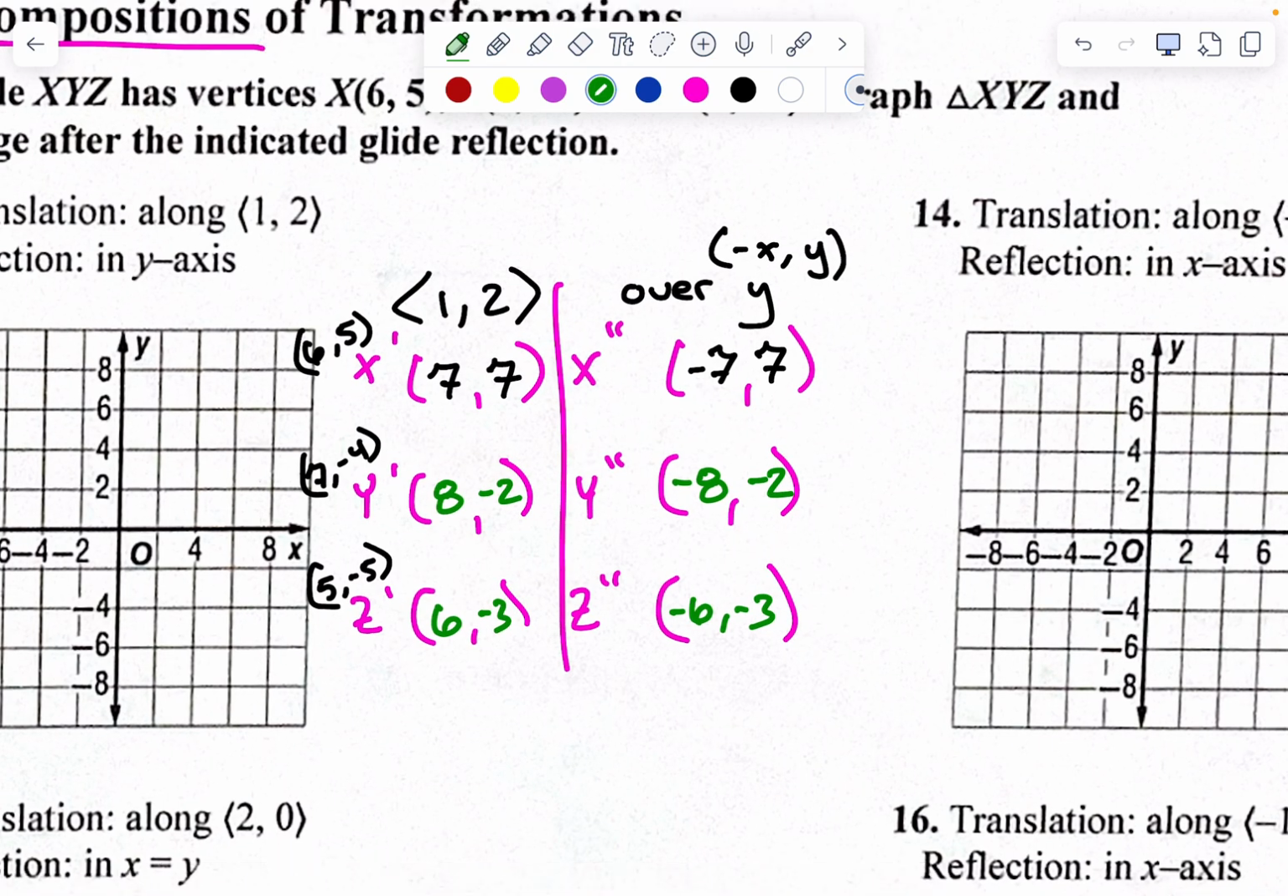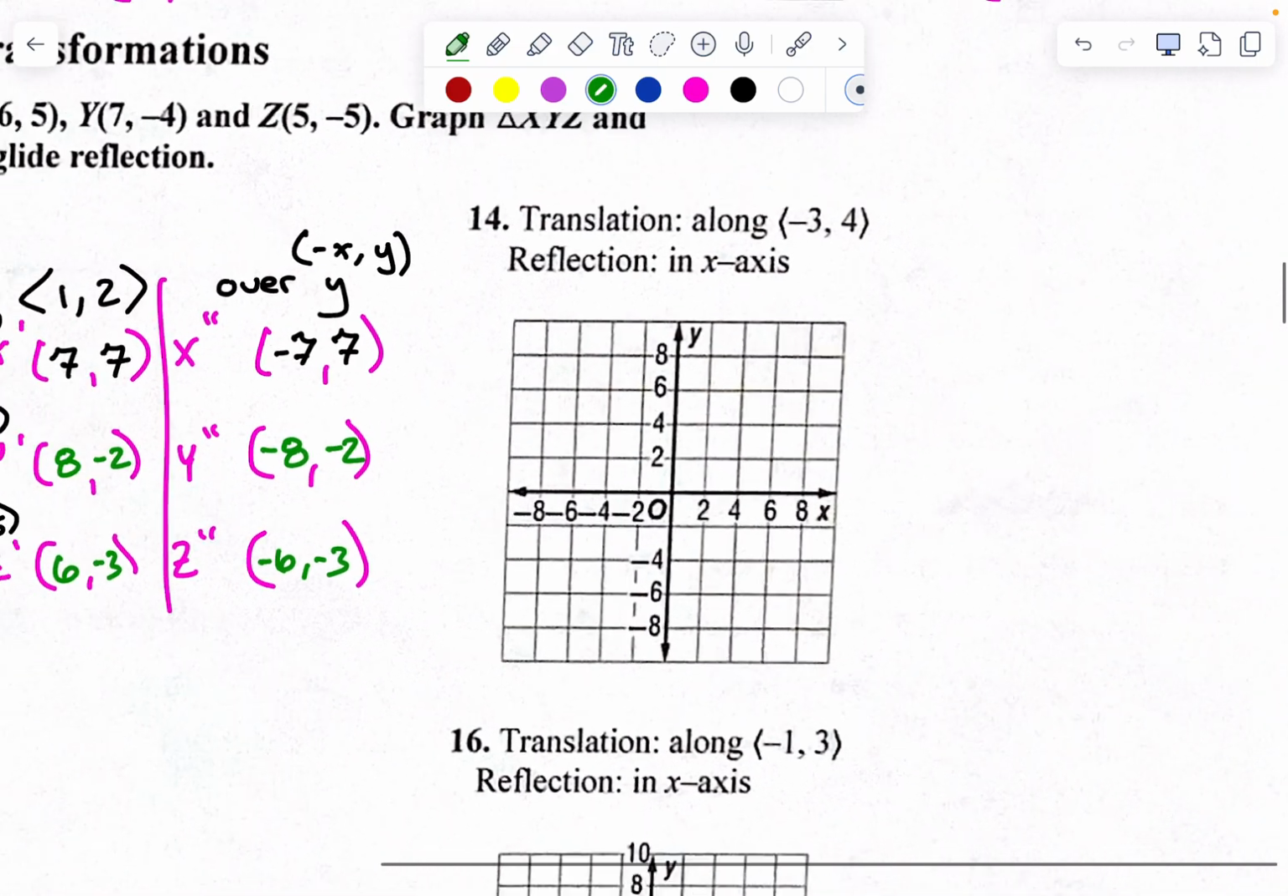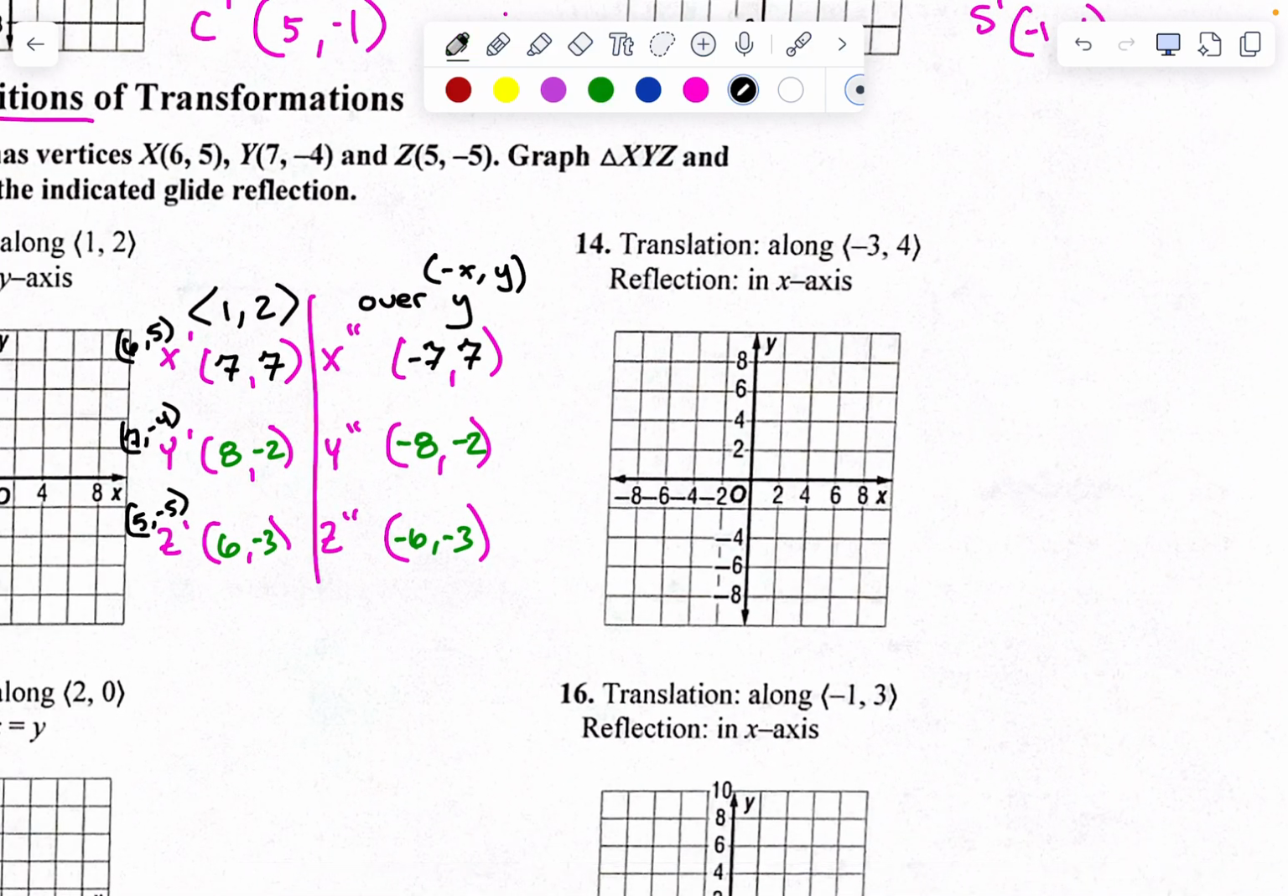Where did the 6 come from? Because we translated 1 to the right and 2 up. Right 1, up 2, over y. Boom. Okay, I'm going to do the same.